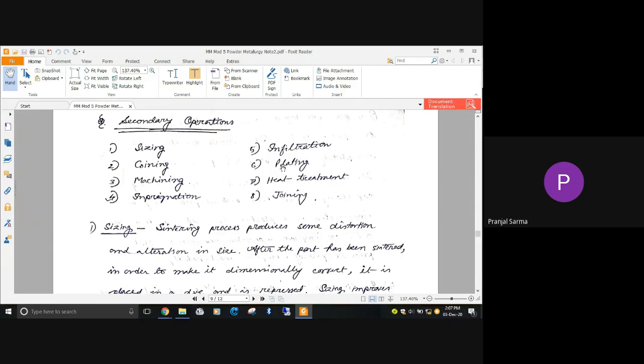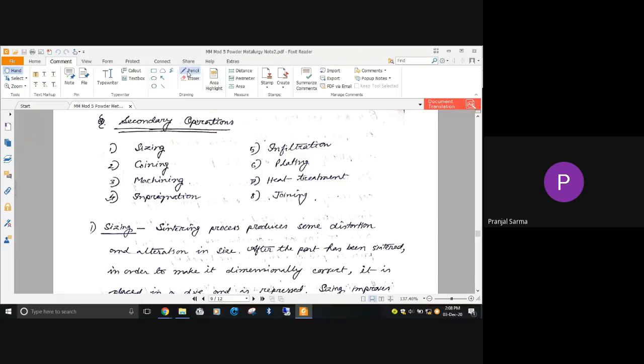This secondary operation might be done towards the end of the process, or it might so happen that it has been done previously, just to produce some other desirable properties in the final part. So that kind of thing may happen. If you recall from the previous classes, there are a variety of secondary operations carried out in powder material parts, like sizing, coining, then machining, then impregnation, infiltration, different plating, heat treatment, joining, etc. These are some of the secondary operations generally done in powder metallurgy.